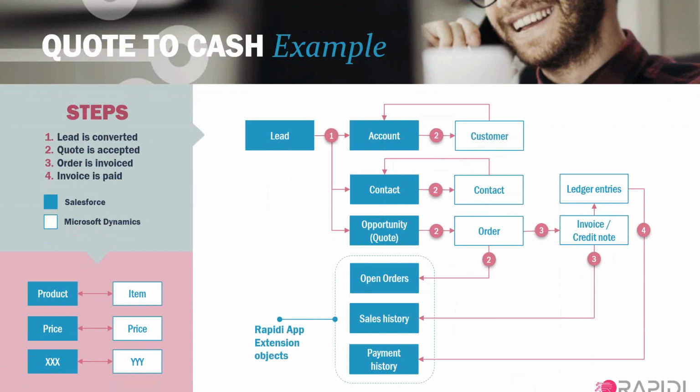Okay. And you can see the open orders, sales history, and payment history, those blue boxes that are in the middle at the bottom. Those are Rapidi app extension objects, so that is what gets delivered to you as part of the solution also. And these are standard Salesforce objects. You apply whatever visibility rules you need to apply to them. You can link these things to any other custom object you may have in your Salesforce environment. Like I said, they're part of an unmanaged package. Once you have them, you can do whatever you need to do with them. Okay? All right, so let's get into it.